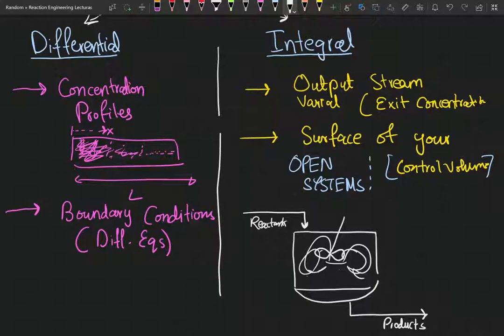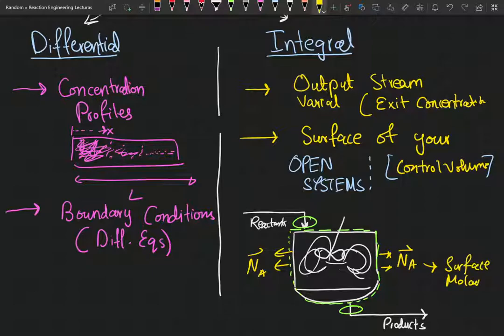And in order to analyze this using the integral approach, you're going to have to draw your control volume at the boundary. Usually it's at the boundary of whatever equipment you're dealing with. Sometimes it might not be, but for most cases. So now you're concerned with your inlet flow rate, you're concerned with your outlet stream, and if it's a membrane reactor, there might be a surface flux. I'm going to use capital N to represent surface flux. Okay, capital N_A represents any surface molar flux. All right, just keep that in mind.